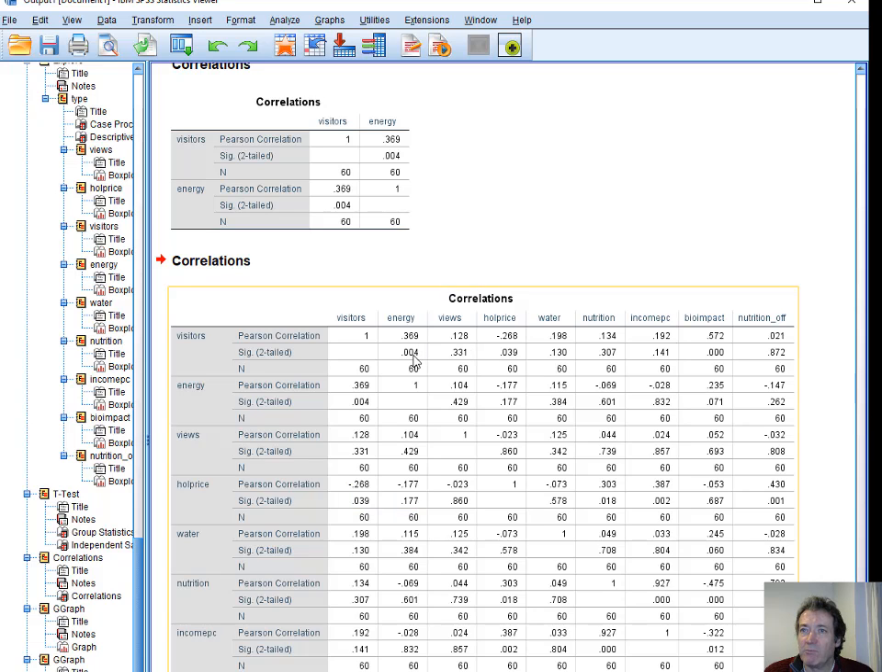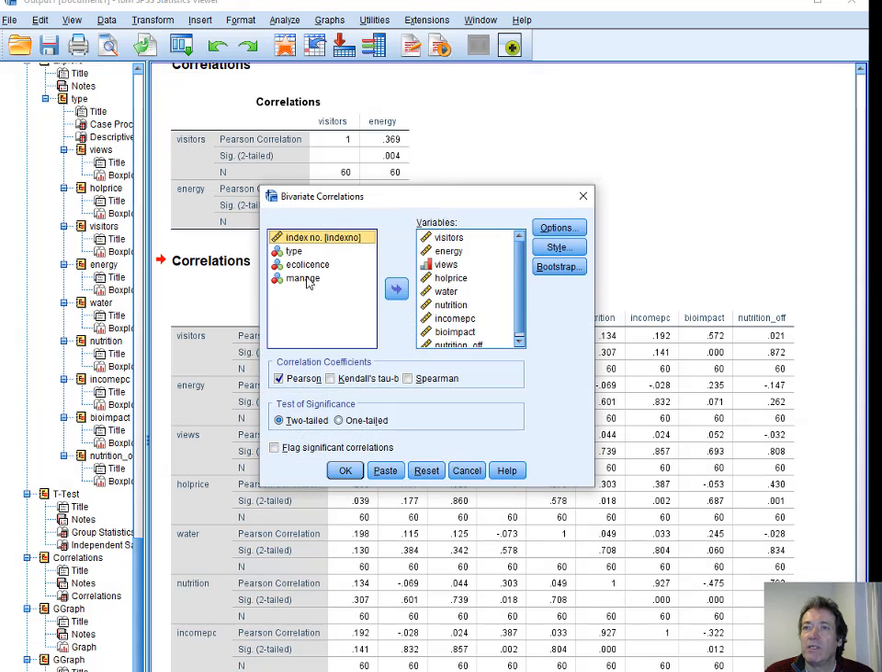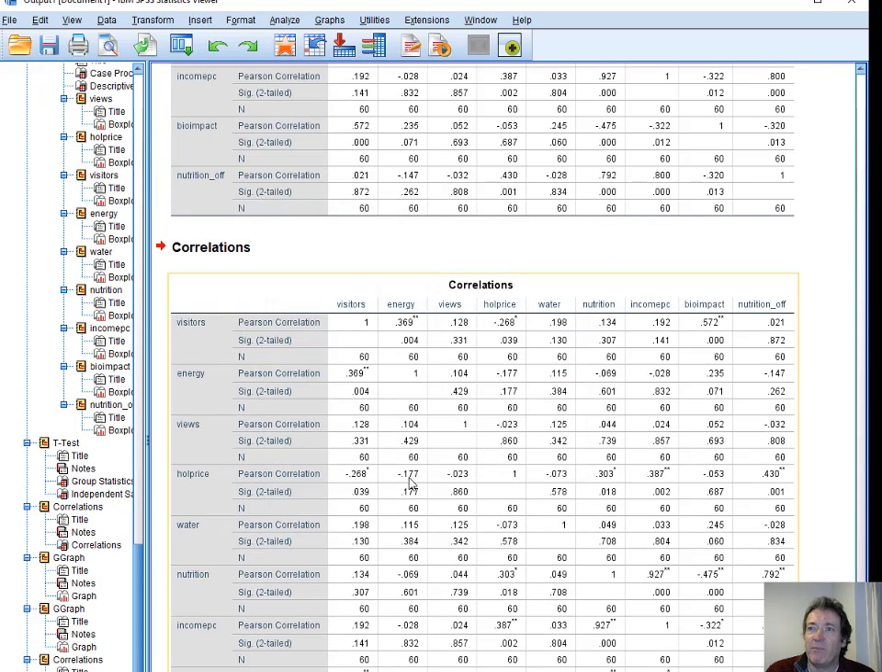And all you need to do is to look for the small. Oh, I'll tell you what I didn't do. What you need to, that's a small probability, so that probably is significant. Look for these small sig values, so views, nutrition is likely to be correlated. To make life easy for yourself, it's worth ticking this box here. It means it puts stars next to the ones that could be correlated. So this one here, biological impact, number of visitors and the bio impact, 0.572. So quite a strong positive correlation. Not surprising that the more visitors, the more impact they're going to have.